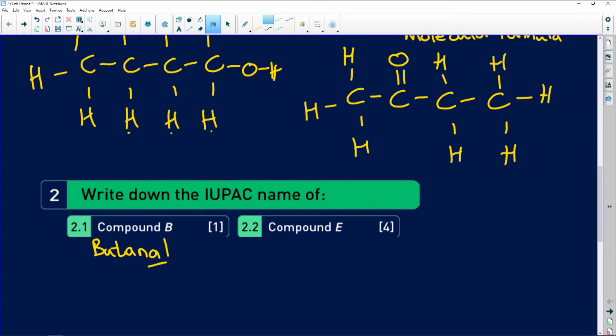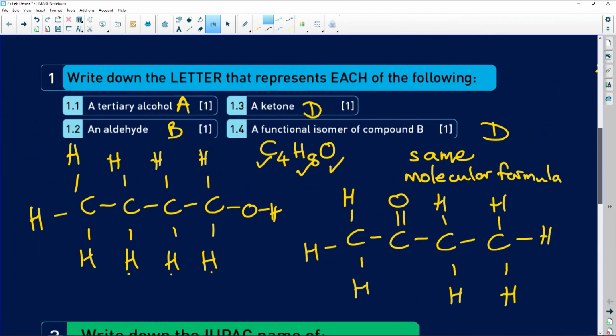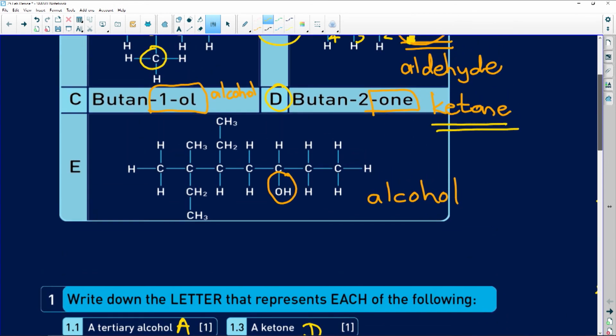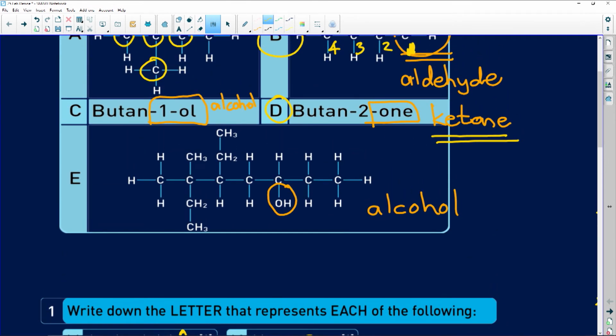All right, it must be AL. Don't let it look like an O, otherwise it's going to be incorrect. All right, compound E. We need the IUPAC name of compound E. Now, compound E is quite a long and big structure.